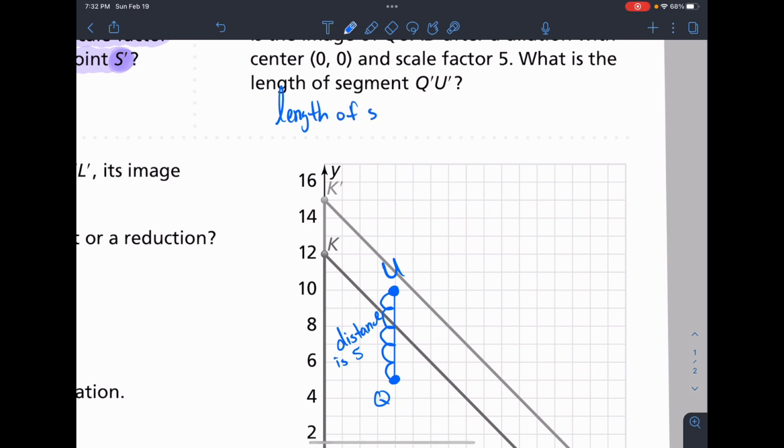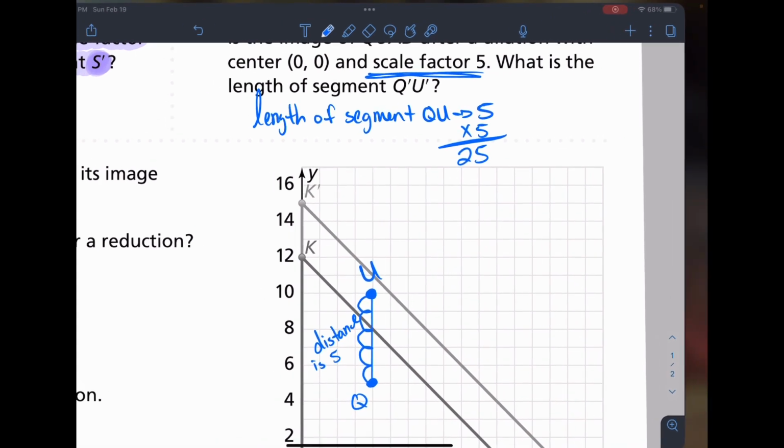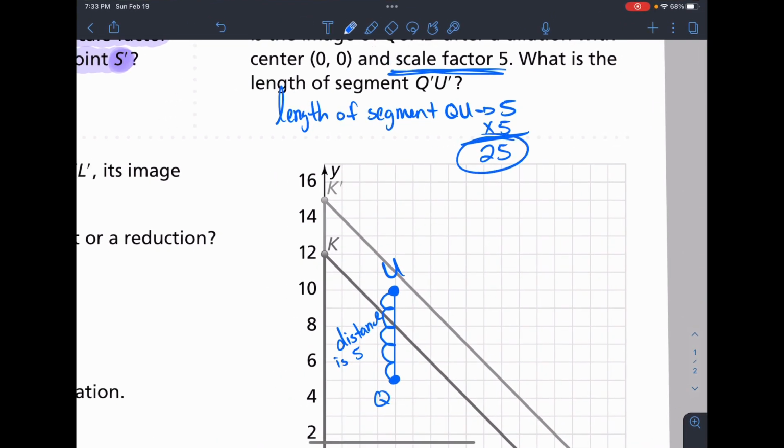So the length of segment QU currently is 5. Now we're going to do a scale factor of 5, which means we need to multiply this by 5, and we get 25. Okay. So the length of the new segment, the length of segment Q prime U prime, is 25.